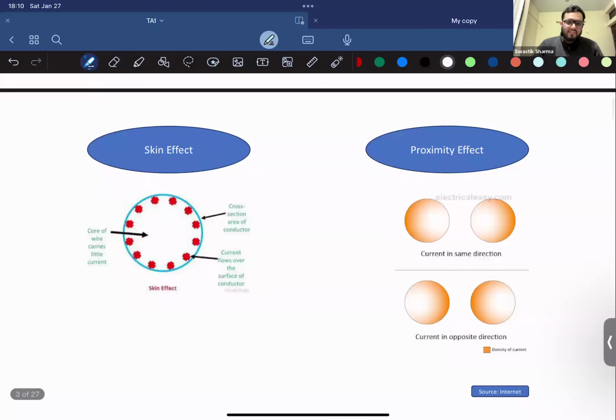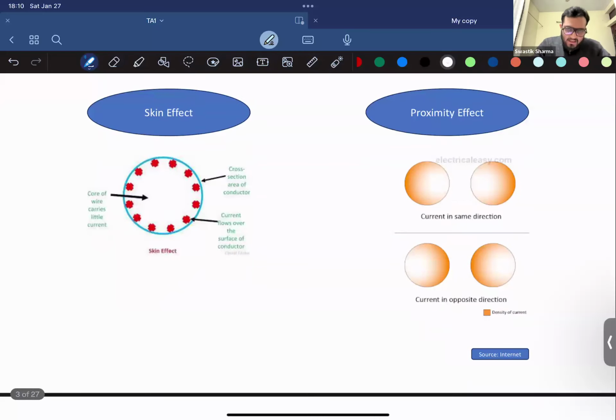Can anyone tell me what is skin effect and what is proximity effect? If someone has any idea, or should I tell you? Okay, so how many people are there? We have 18 people. Okay, so what happens in skin effect? Someone was saying something. Yeah, go ahead. Okay.